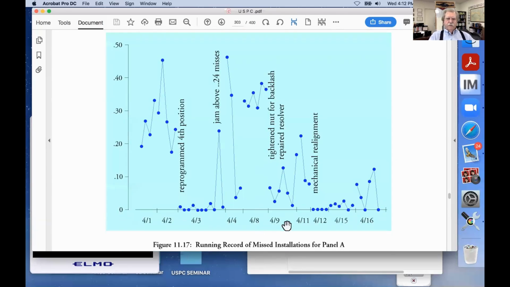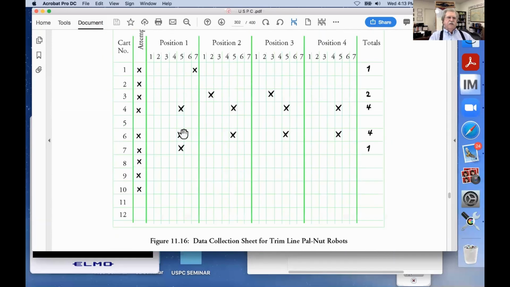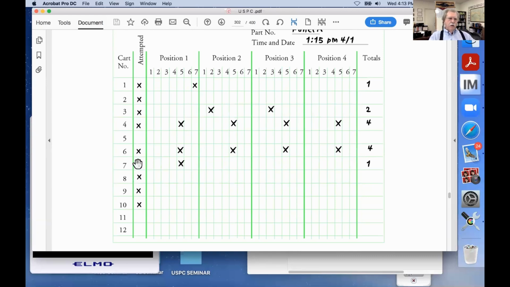Here are the data for panel A. Each dot is one of these sheets. Each sheet takes about 10 minutes to fill out. All 30 carts come by in 10 minutes. So you fill out one sheet of paper, get another piece of paper. So each of these, what have we done here? With the data collection device, we have preserved the context for each event.